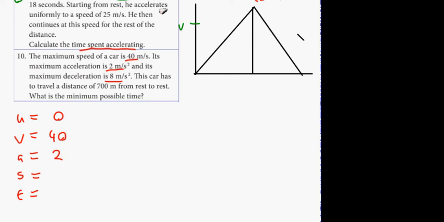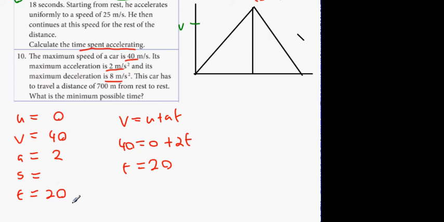Okay, I got it. Now, what I'm going to do is find out how much time it takes for that to decelerate all the way down. That'll be 20 seconds here, right? Would you agree with that? So look, v equals u plus at. 40 equals 0 plus, sorry, I don't know what t is yet. So 40 equals 2 times t, t equals 20. Takes 20 seconds to accelerate completely, right?